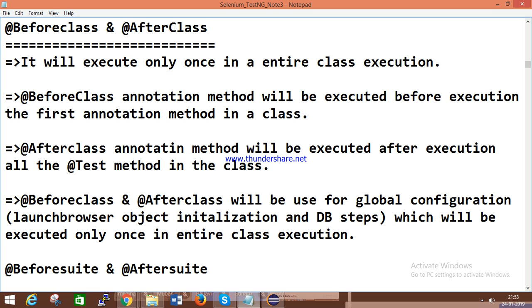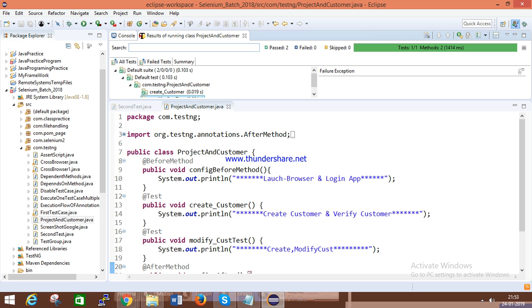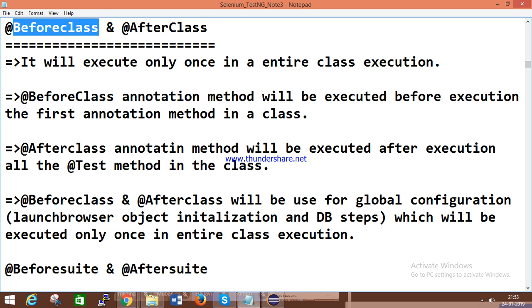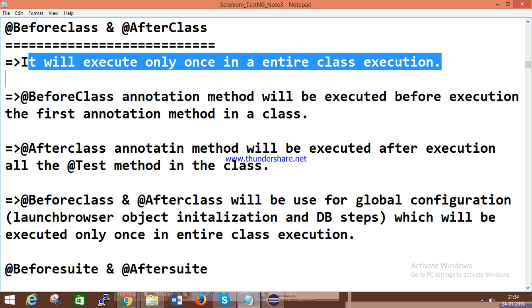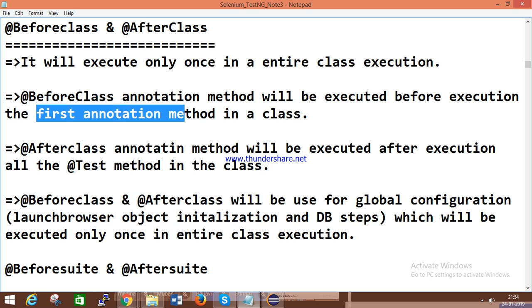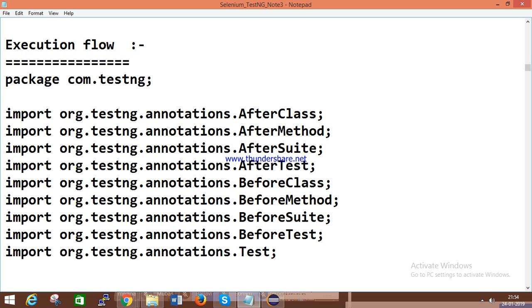Another pair of annotations is called before class and after class. They execute only once in the entire class. When we use before and after, if we have 5 test cases, it will execute 5 times: before, after, before, after, and so on. Before class and after class will execute only once. This is the difference between before method and before class, after method and after class. They execute once in the entire class execution, before the first test method in the class. I hope you all get the idea.